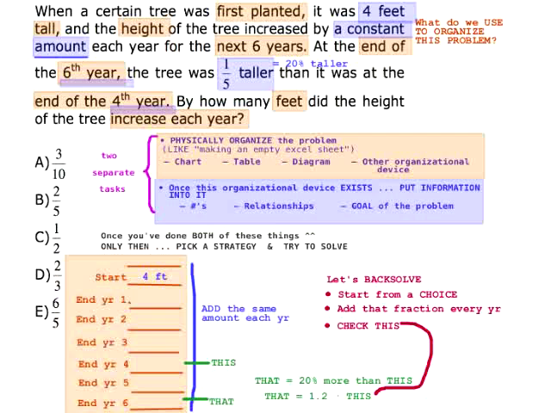Let's try this. If you add 1/2 a foot every year, this would be 4.5, this would be 5, 5.5, 6, 6.5, 7. 7 is not 20% more than 6. So that's incorrect.